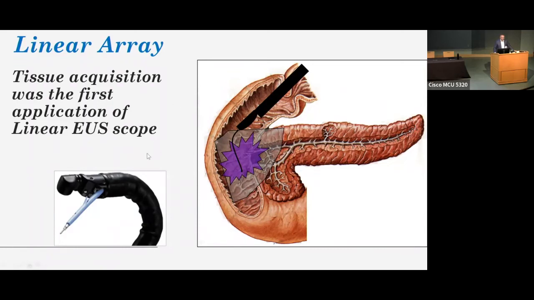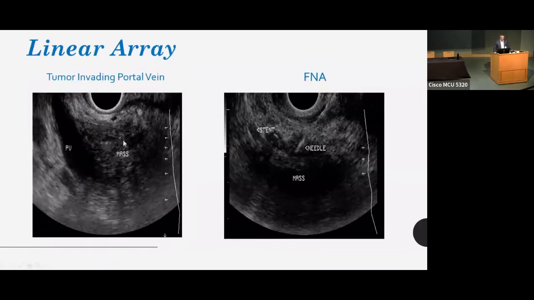And the reason is this is how you obtain tissue. The way I was trained, we used to do radial first, then we'd go to linear. People stop doing that now. We'll just go right away and take the biopsy. So that's an example of how we obtain the biopsy. You have the portal vein, you have a mass, and under direct visualization, you can advance your needle within the lesion and avoid going into the stent or the bile duct or the portal vein.